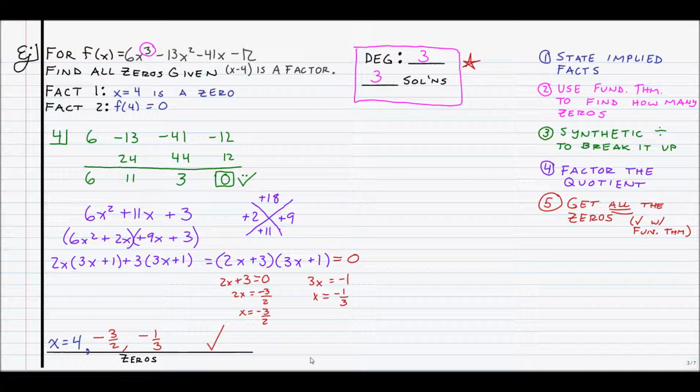So that's our plan. That's going to be our strategy as we go through this entire thing today. So notice we got 3 solutions. Degree was 3. Everything worked out fine.